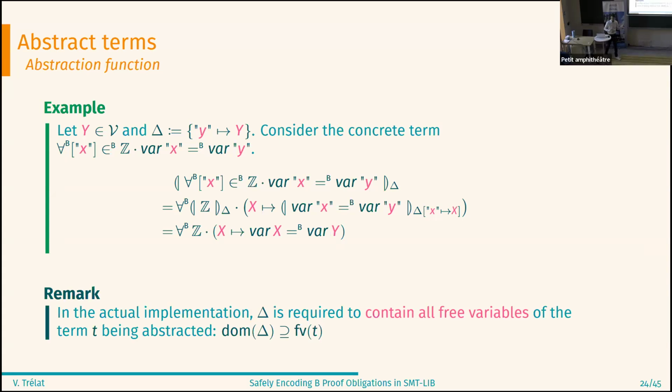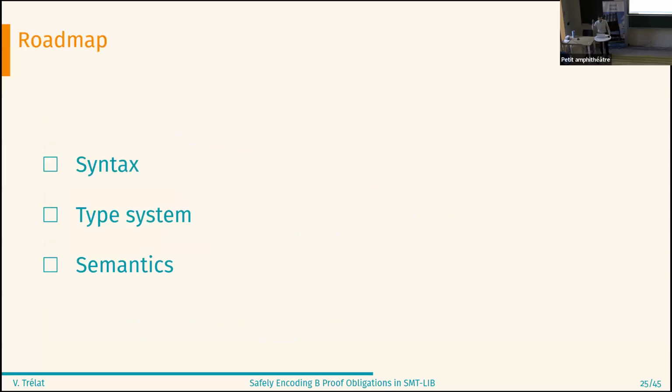Yeah, in the actual implementation, as I said, it's a bit more complex: we have to require that delta contains at least all free variables. So imagine here, if we don't have Y in delta, well, how am I supposed to rename the Y here? I can't. All right, so we can check the first box. Syntax is done.